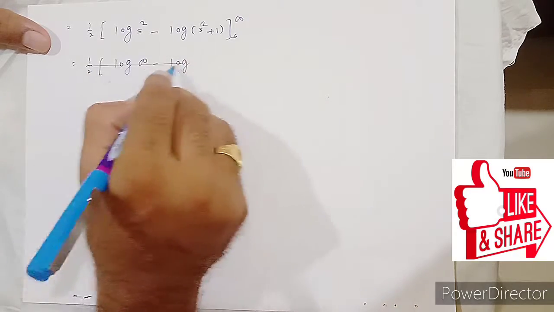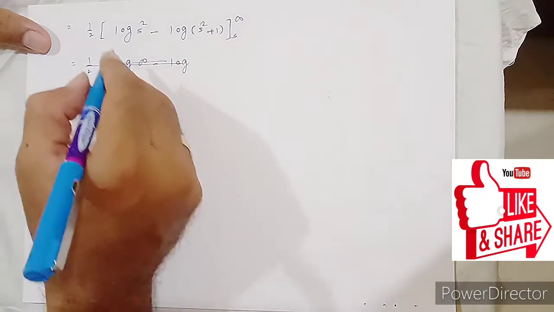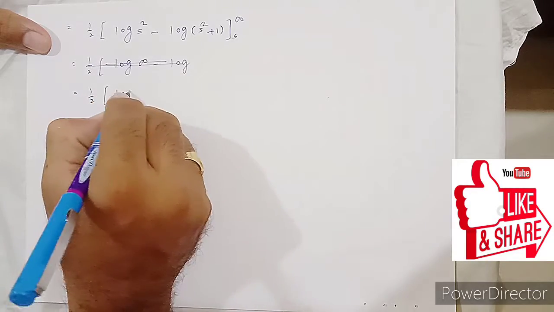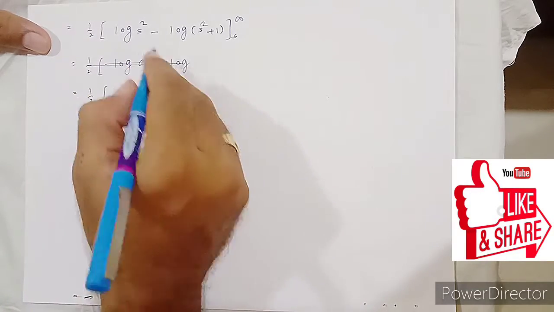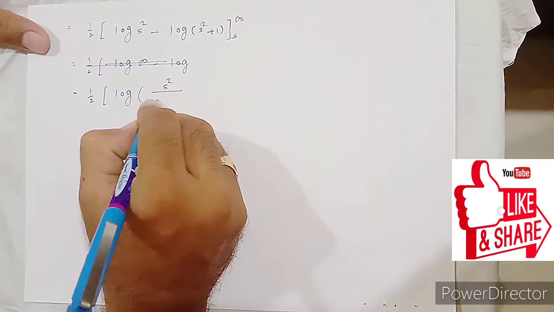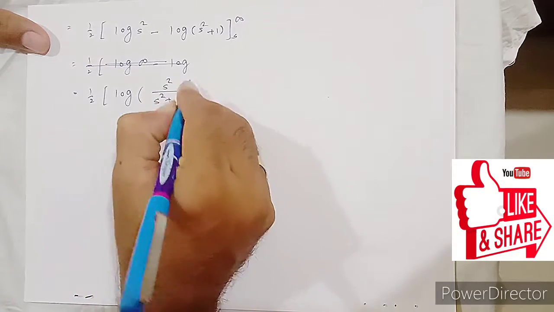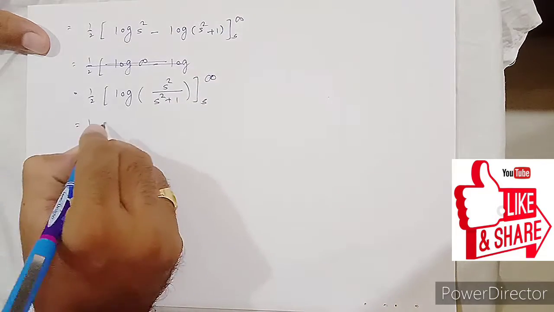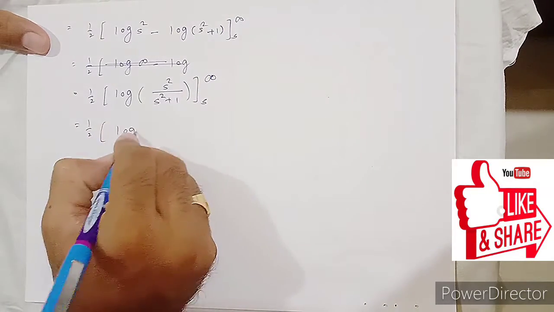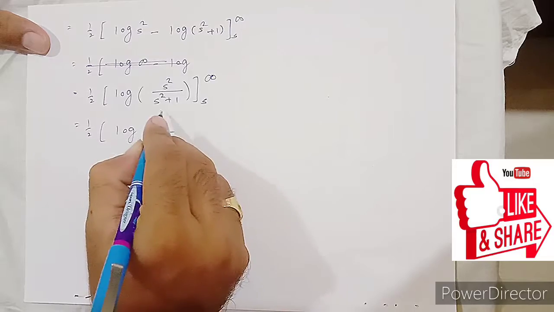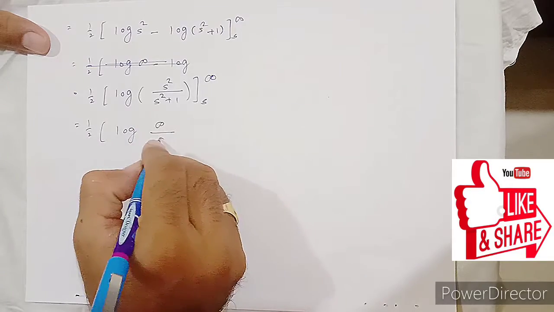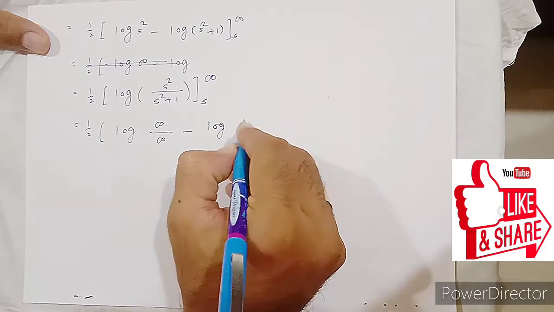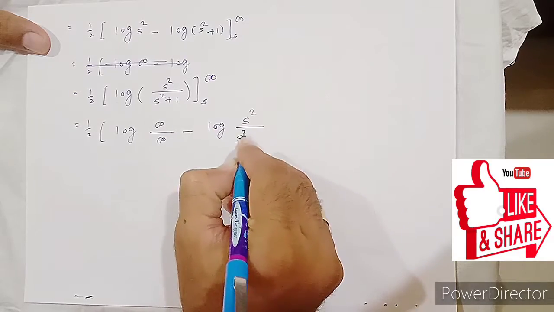Okay, before putting the limits, what we do? First we take log outside, right? So when we take log outside, what is inside? Inside is bracket square. That means s square upon s square plus 1, right? Limits are as it is. Now put the limits. When we put the limits, log infinity square is infinity upon infinity square plus 1, it is infinity minus. And when we put lower limit, s is as it is, s square divided by s square plus 1, right?